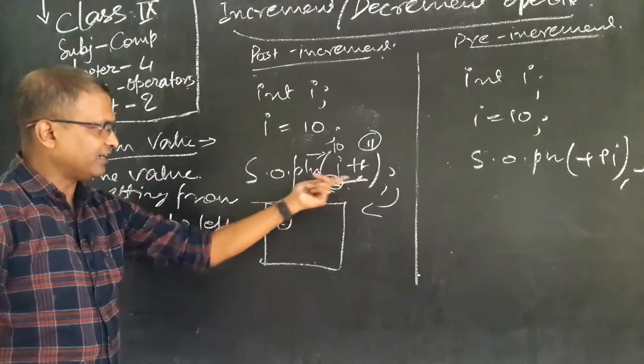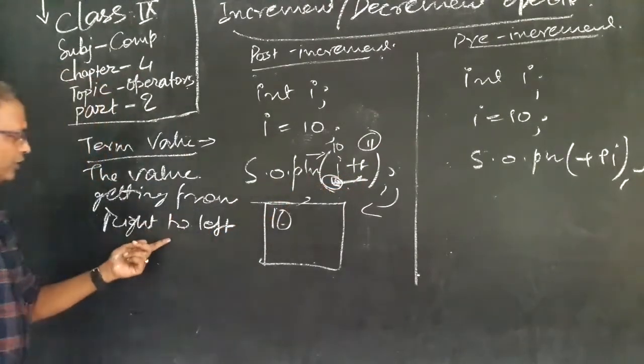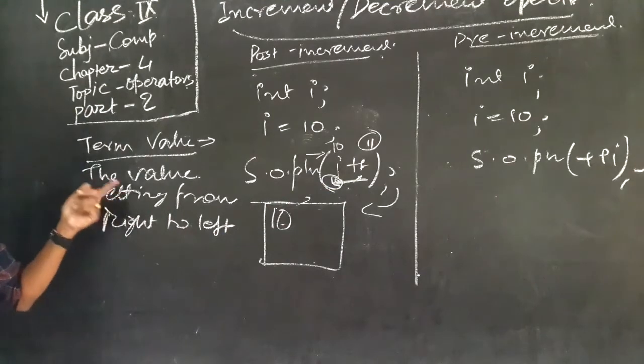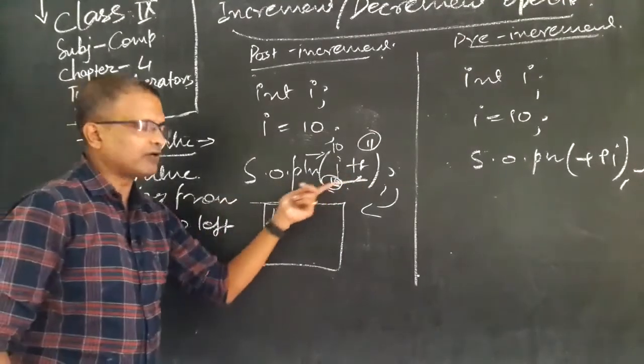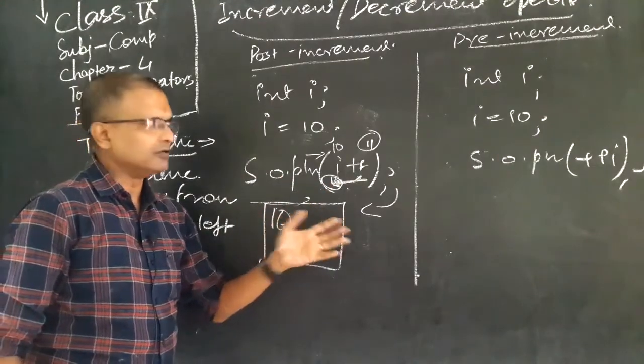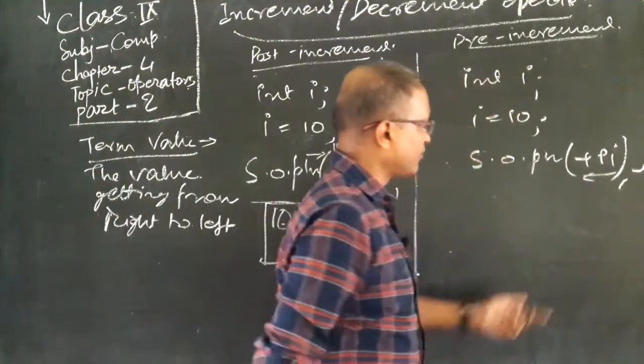But in this current expression the value 10 is the term value. And once again I am going to repeat what is term value. The value that we get from right to left after execution from right to left is called term value. Now let us see the explanation in this program. Again the execution will be from right to left.